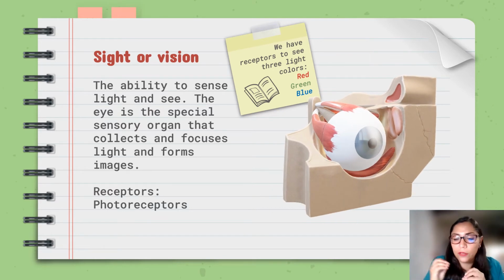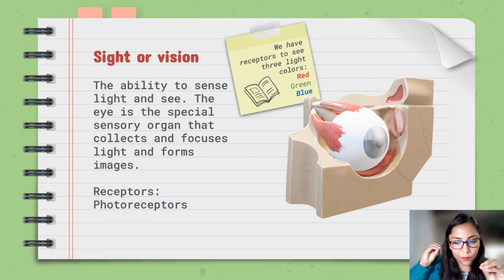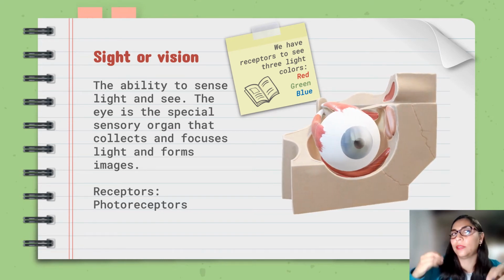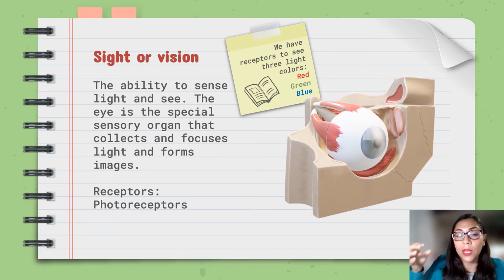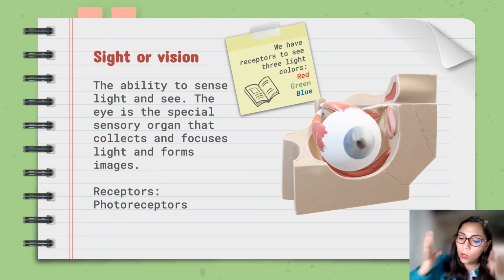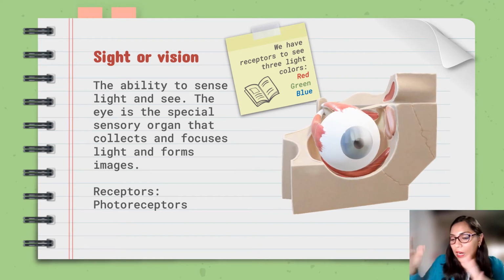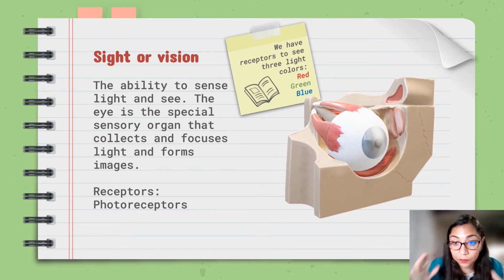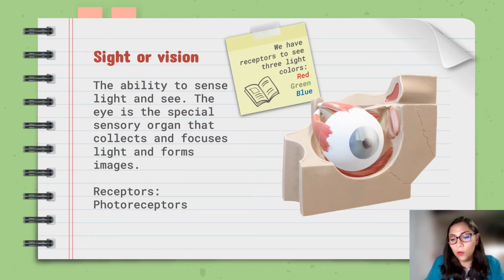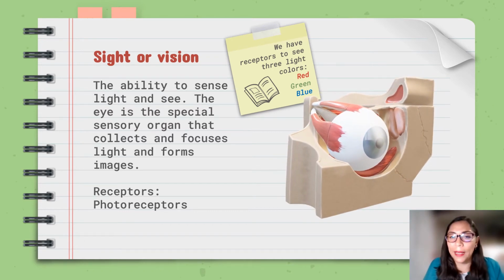When we perceive the light, then our eyes send those signals, remember that is called a nerve impulse. So our eyes send those signals to our brain, and in our brain we perceive the images. So we can see this is a car or this is a computer. Now we're going to see the structure of our eye.